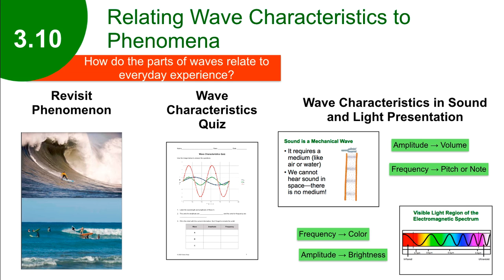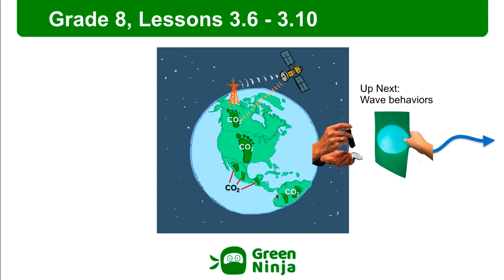After revisiting our phenomenon and taking a short quiz, we lead students through a presentation where they come away with the idea that sound is a wave whose amplitude we interpret as volume and whose frequency determines its pitch. They also learn that light is a wave, and its frequency is what we interpret as color, and its amplitude is the brightness. Now that students have mastered the basics of waves, up next, how waves interact with the Earth and other objects.